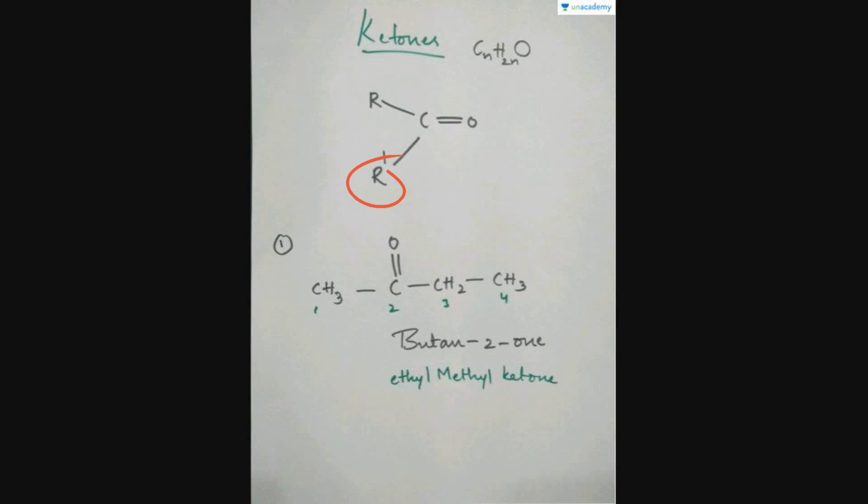Now let's see how to name ketones. So first is to number the parent chain. Identify the parent chain and number it so that the ketone gets the lower value. Here we have 4 carbons. Just the way we write alkanes, if we have 4 carbons, we write it as butane. We drop the E and write the suffix one. So we write it as butan-2-one. This is also called ethyl methyl ketone.